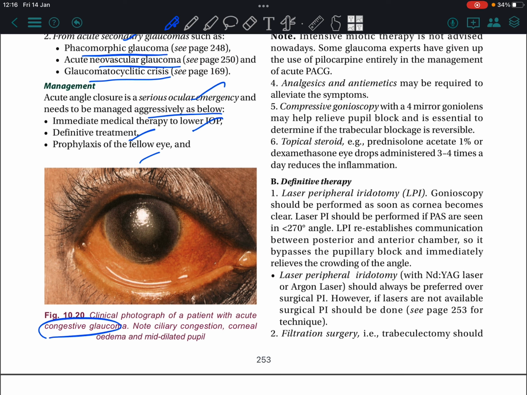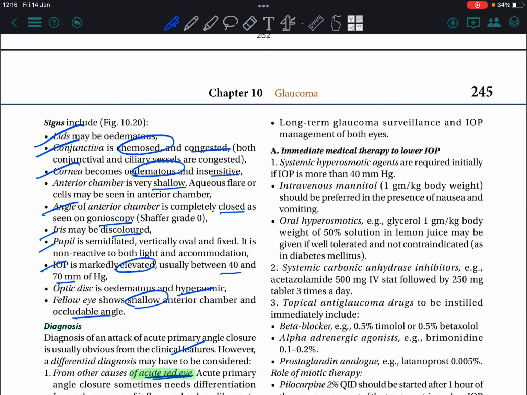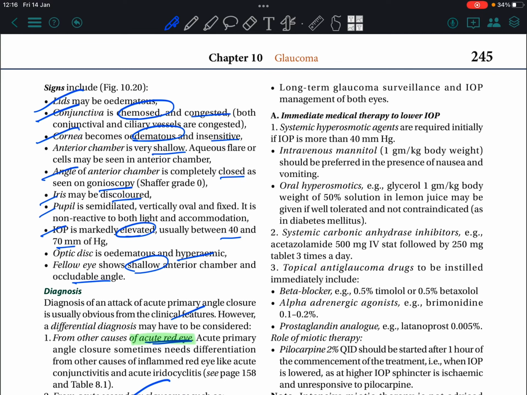Clinical photograph of a patient with acute congestive glaucoma. Note the ciliary congestion, corneal edema, and mid-dilated pupil. Long-term glaucoma surveillance and IOP management of both eyes. Immediate medical therapy to lower IOP.